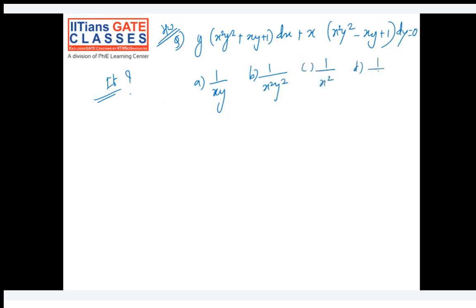You may get 1 upon 2x square y square or 1 upon 3x square y square or 1 upon 4x square y square. It may happen like this, or 2 divided by x square y square. Constants you have to ignore and take the correct answer, because that will not make a difference. Even if you remove the constant, you can still convert into the exact differential equation. So that is the overall idea. Try this question whenever you have some free time.